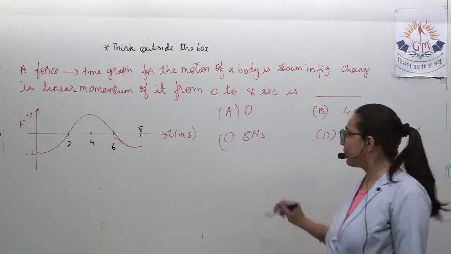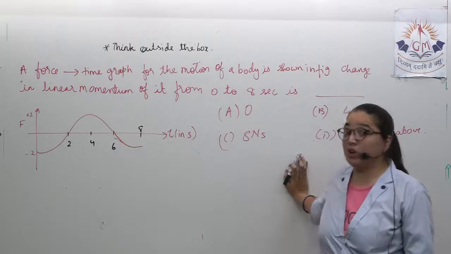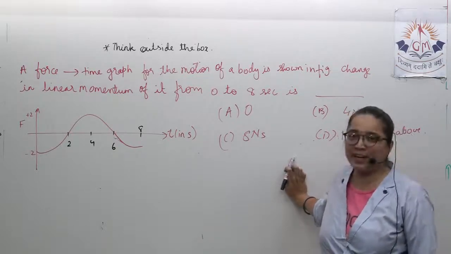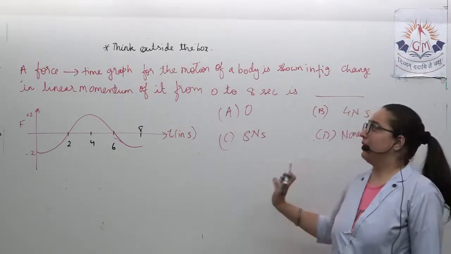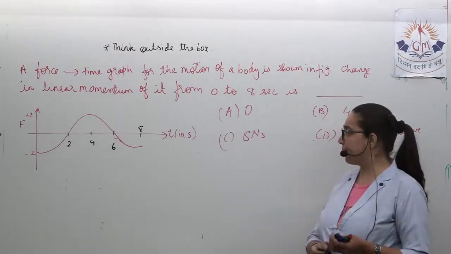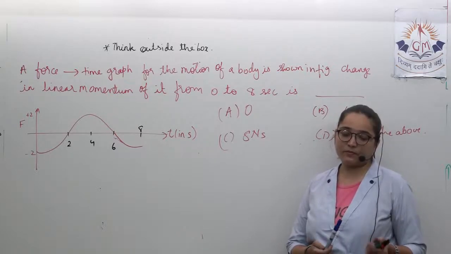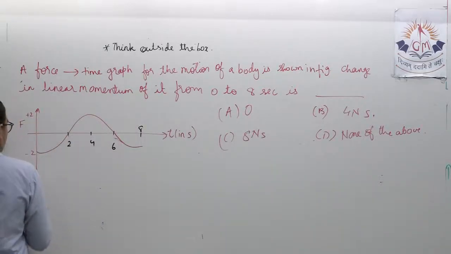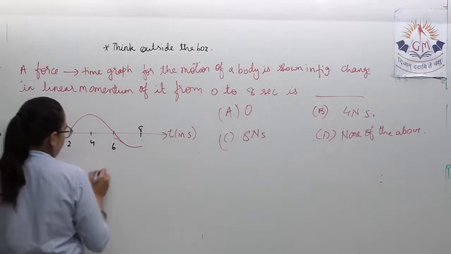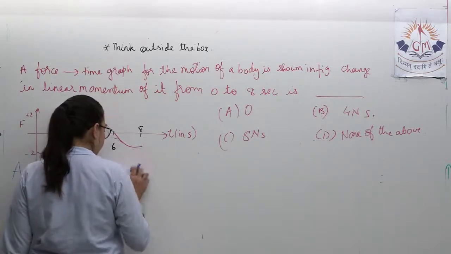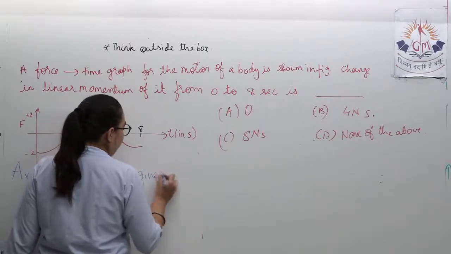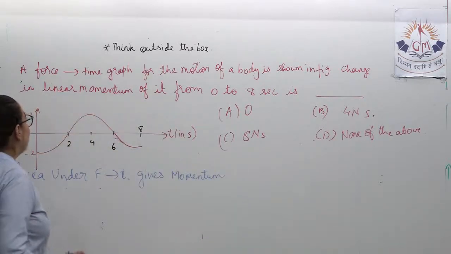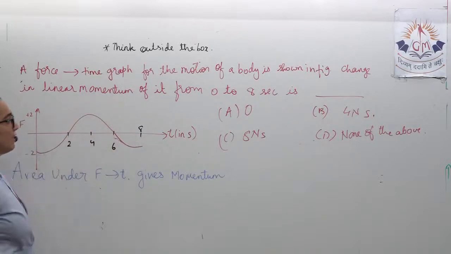30 seconds I am giving you, think. I have already given you a hint. Velocity is displacement upon time. Acceleration is velocity upon time. That means change. So what will be the area under the force versus time graph? 30 seconds are about to get over. Okay. The area under the force versus time graph gives the momentum. So here the total area under this graph will give us the momentum.